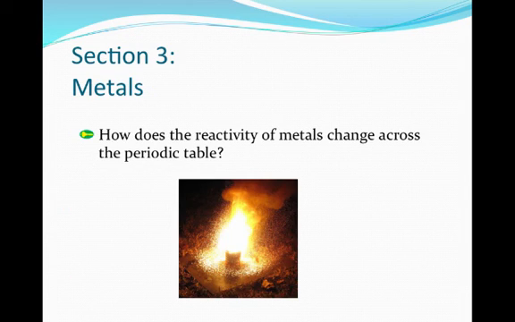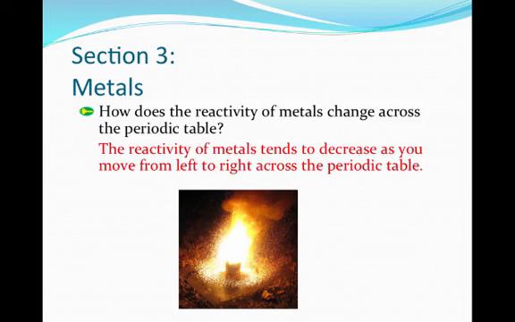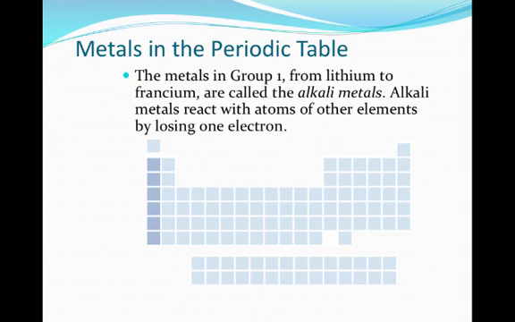And how does the reactivity of metals change across the periodic table? On the left-hand side, they're really, really reactive. And as you move towards the right, they become less reactive. So your most reactive metals are going to be found in the very first column on the left-hand side of the periodic table. That would be group 1 right here. And it's from lithium to francium, and those are called alkali metals.